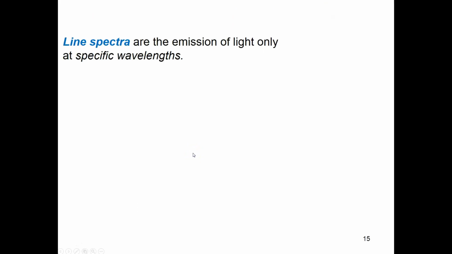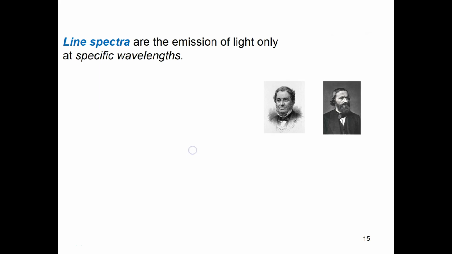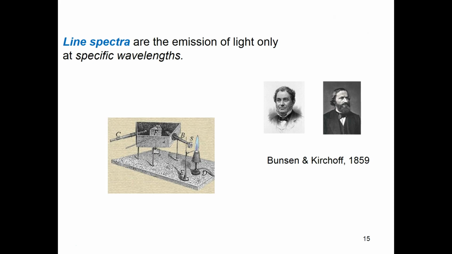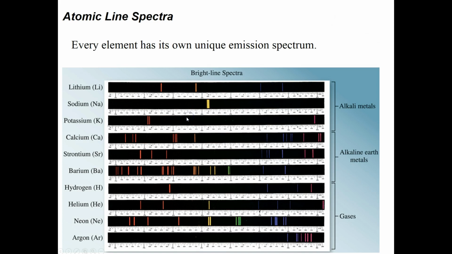So line spectra are the emission of light only at specific wavelengths. And so Bunsen and Kirchhoff in 1859 discovered that when you put different metal salts into a flame, we knew they gave off different colors, but using this prism, they were able to determine that they were particular frequencies, particular colors. And so different elements have their own unique emission spectra. And so lithium, you can see the red line to the left. It's the brightest one that you can see if you're seeing the lithium emission take place.